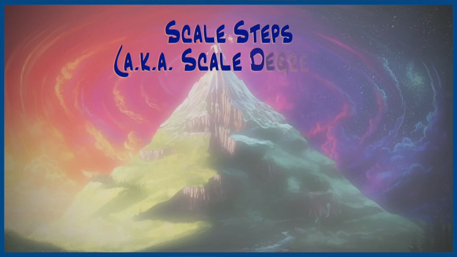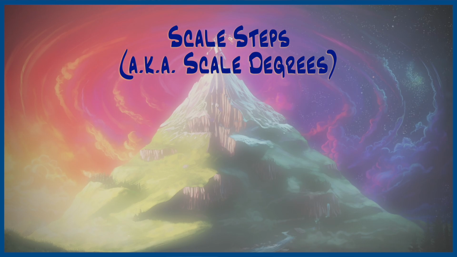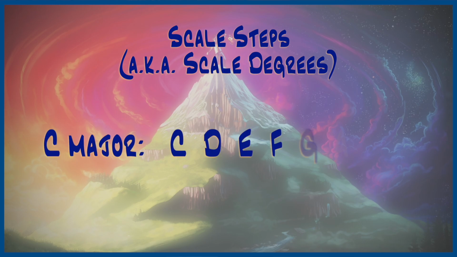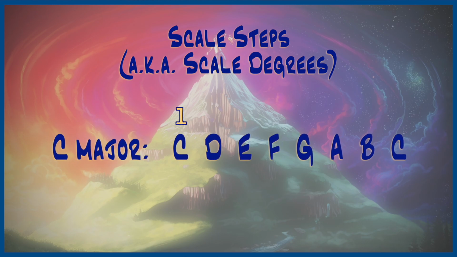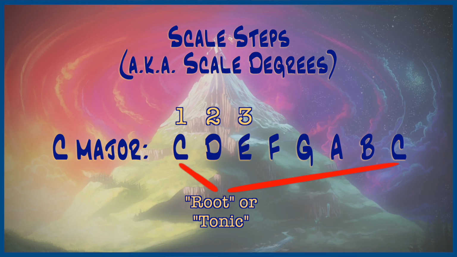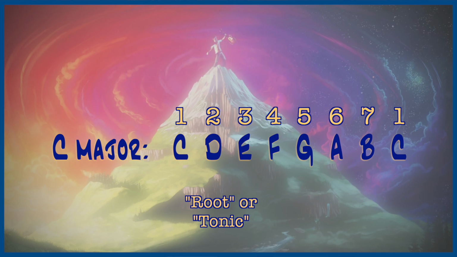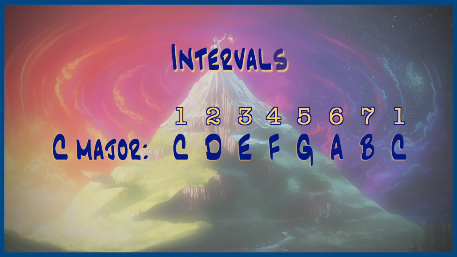Now, you often hear people refer to the degrees or steps of a scale. So in the case of C major, we can call C the 1 or the root, and a more traditional or classical name for that is the tonic. And then D is called the second, E is the third, F is the fourth, G is the fifth, A is the sixth, B is the seventh, and then we get back to the root note again at the octave on that 8th step.